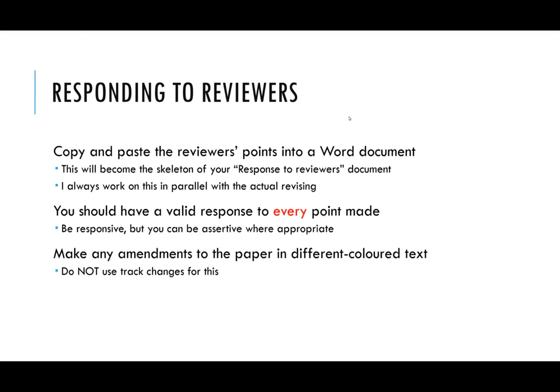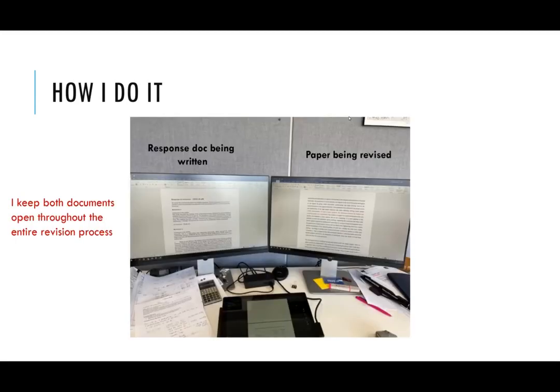Make the amendments to the paper in a different colored text so that when the paper comes in to me as editor and I send it out to the reviewers again, everybody can see exactly what's changed in the paper from the previous version. And don't use track changes. Track changes is good for when we're collaborating on a paper among authors, but it very quickly gets messy and it's not reviewer friendly. So try to avoid that. This is how I do it.